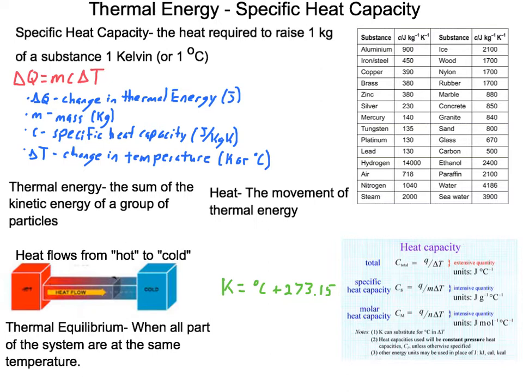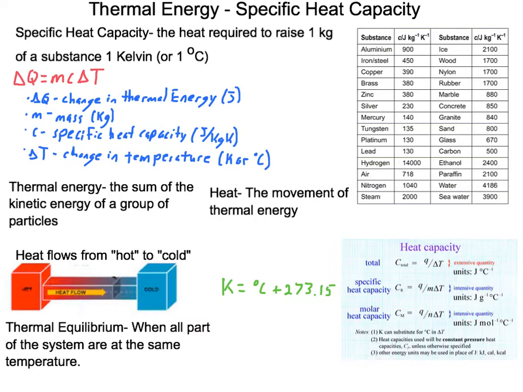Now, the equation for specific heat capacity: change in thermal energy equals the mass times the specific heat capacity, that's measured in joules per kilogram Kelvin, times the change in temperature. In other words, two objects, let's take aluminum and copper, for example, two metals, can have the exact same temperature.